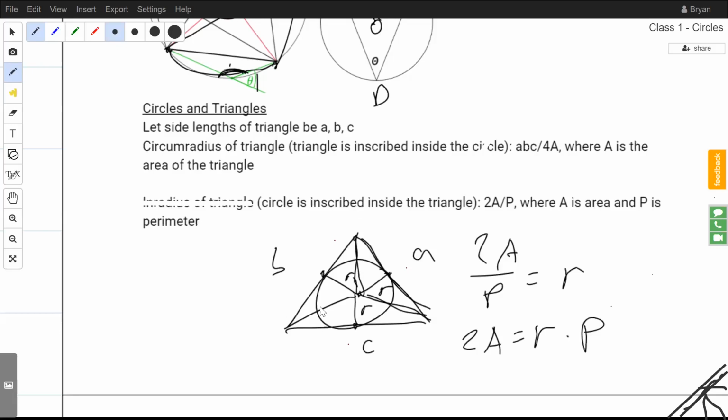So then we can just apply this to each of the triangles, and then we'll just get twice the area. And that's how you show that.